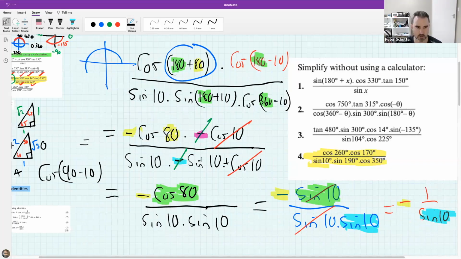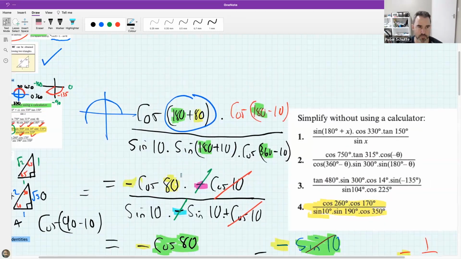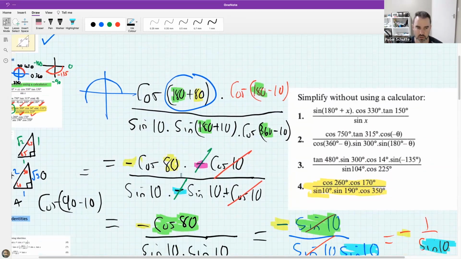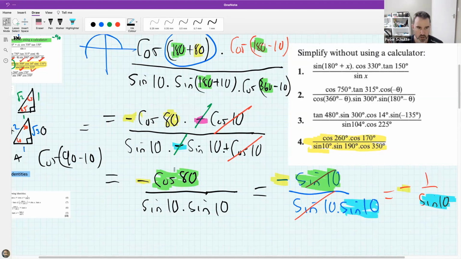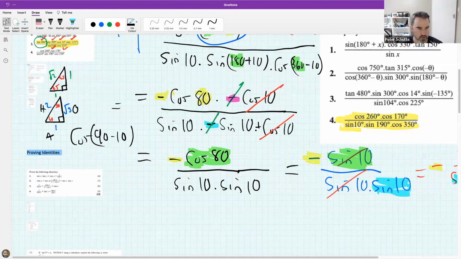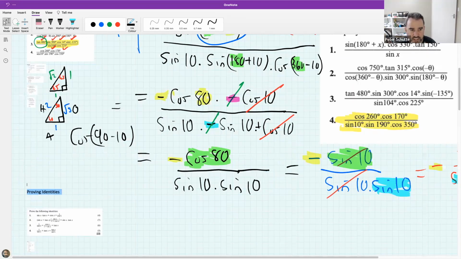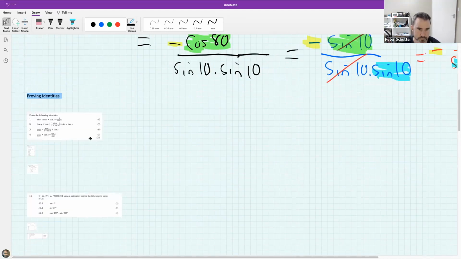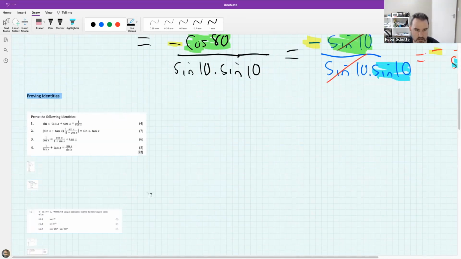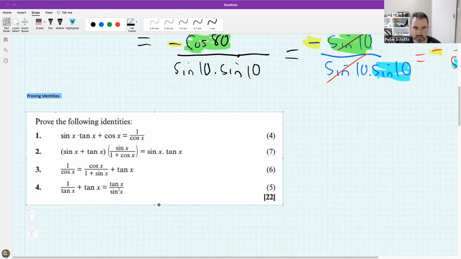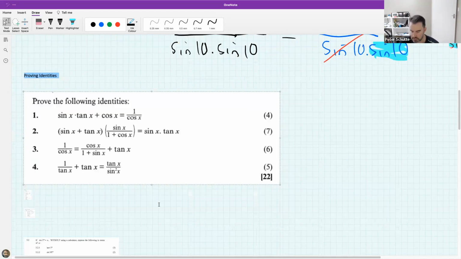And we are running a bit short on time, so apologies to all our big Maths 24 fans, but I am going to move on to the next type of question I want to show you guys. Okay, so we're going to move on to proving identity questions. And here is an example of some sort of exam type questions.